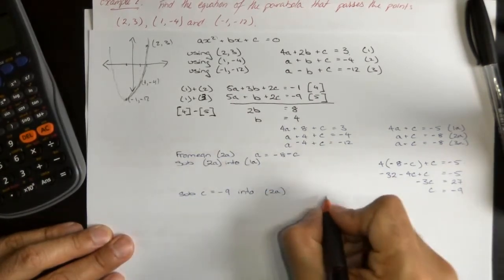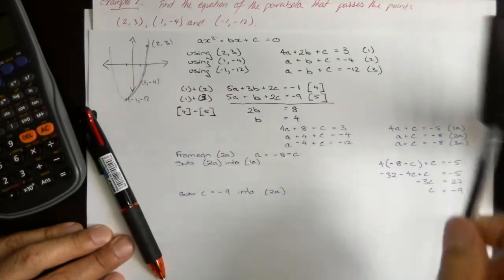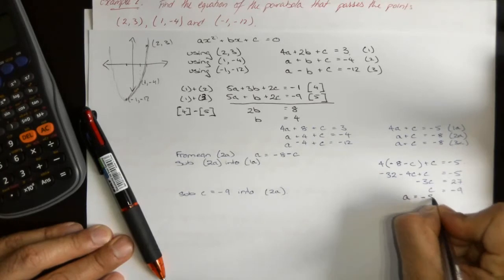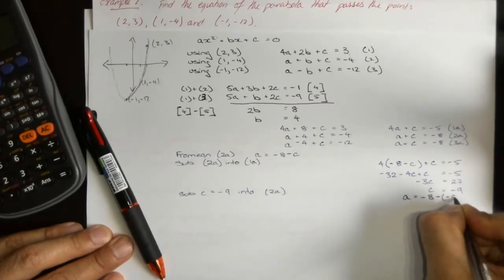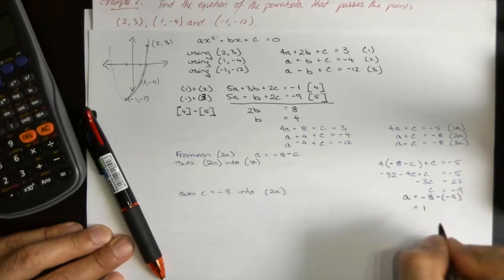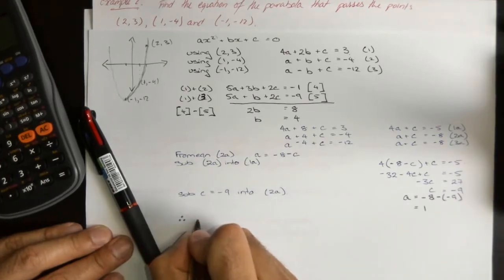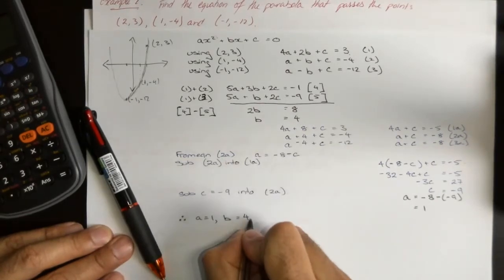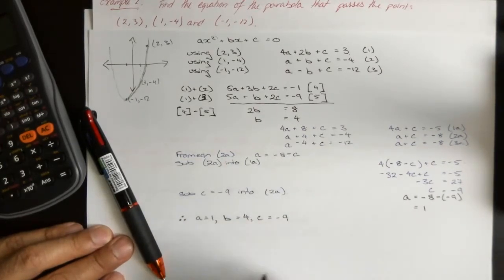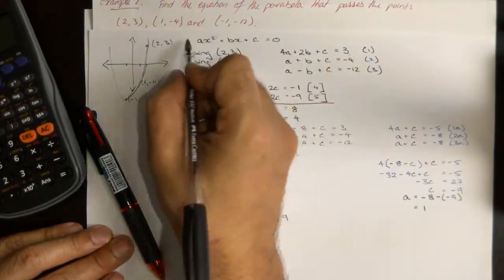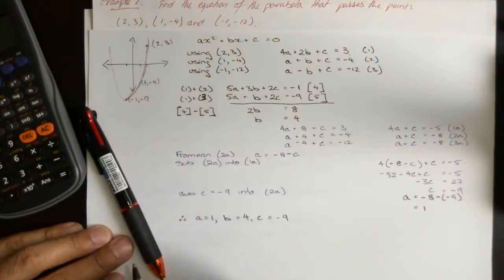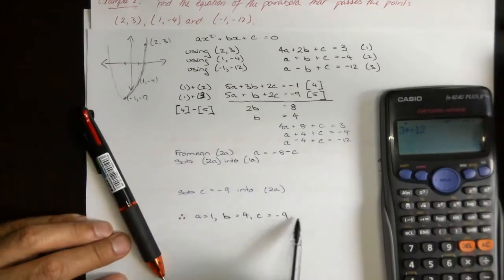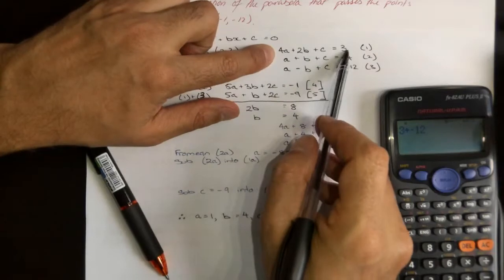Yeah. So we've got a equals negative 8 minus negative 9, which becomes 1. So therefore we've got a being 1, b being 4, and c equals negative 9. So if I was to plug it in here, I'll get the equation. I'm just going to double check all these values though. If I use these values for these equations, I should come up to here.